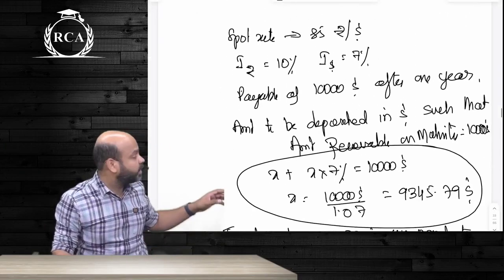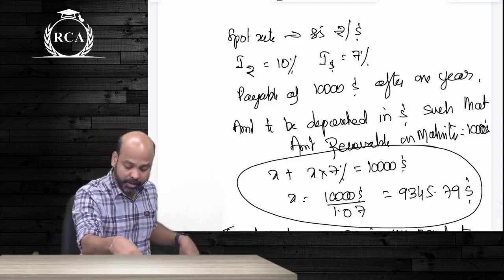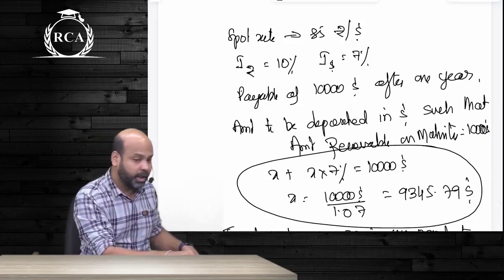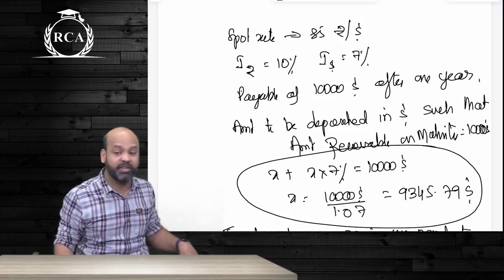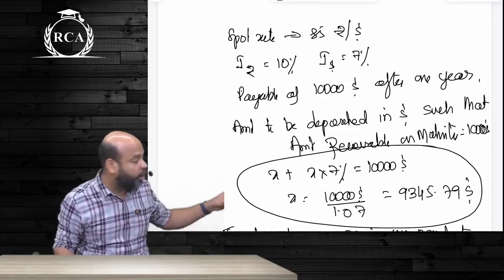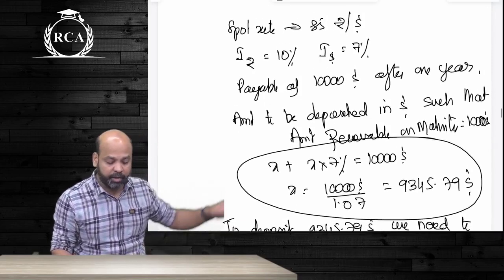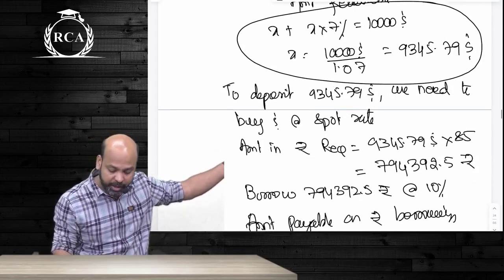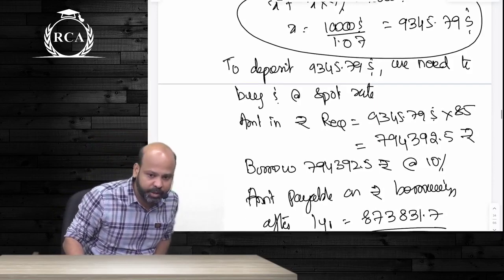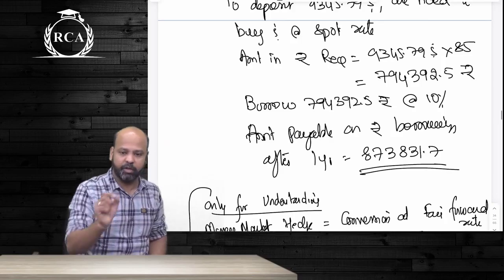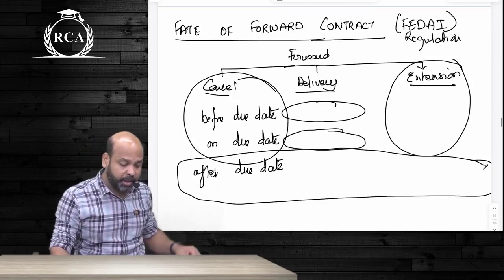If you look at the example, here I have a spot rate of 85 rupees per dollar, the interest rate in rupees is 10%, the interest rate in dollars is 7%, and we have a payable of $10,000. So you will deposit some dollars today so that the amount you receive on maturity is exactly equal to $10,000. We got that as 9,345. What will you do now? Buy $9,345 at the spot rate of 85. For that we need 7,94,000 rupees. What will you do? Borrow 7,94,000 rupees. Whatever repayment you have to make on the borrowing is your effective outflow. Are we clear?